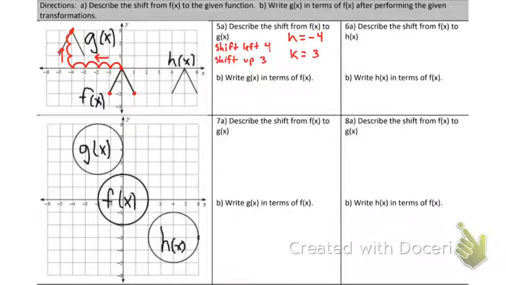And now we are going to write this in equation format. So our original graph was f, and we changed it using h and k.